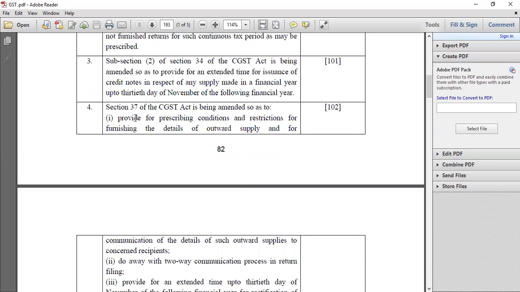GSTR 1 is details of outward supplies. GSTR 2 is details of inward supplies. This is auto-populated to the taxpayer from the GSTR 1, and the taxpayer can edit, add, modify, delete the invoices. This is reflected in GSTR 2. Thereafter, the taxpayer can file GSTR 3. That was the plan when GST was introduced.